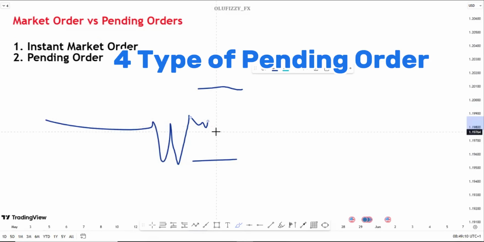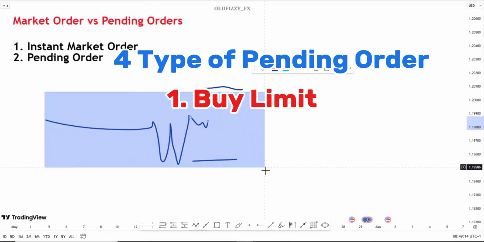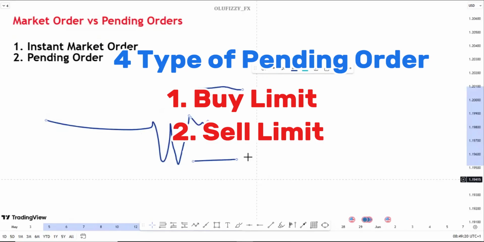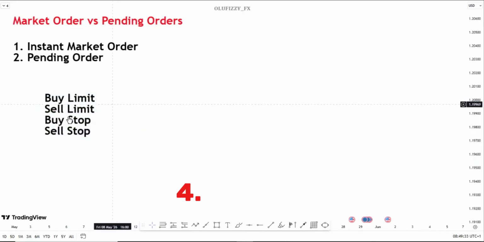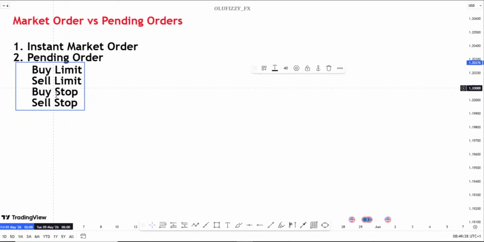We have 4 types of pending order. So the first one is buy limits. We have sell limits, we have buy stop and sell stop. So these are the 4 types of pending order that we have. Now let's break this down. What is buy limits?